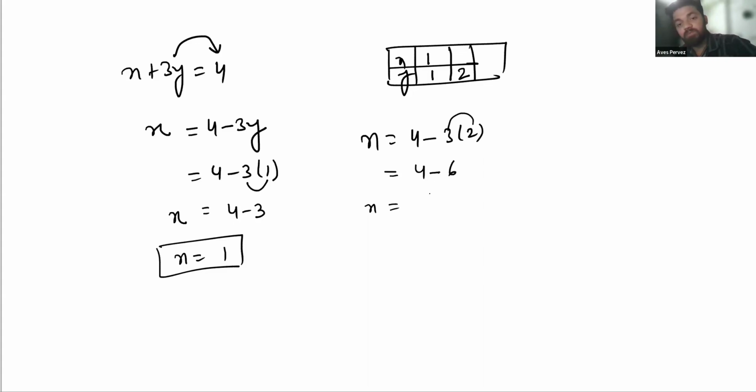Minus 2. Okay, minus 2, because 4 minus 6 is minus 2, not 6 minus 4 is 2. And 4 minus 6 is minus 2. Got it? Now tell me, if you put the value of y as minus 1, calculate the value.